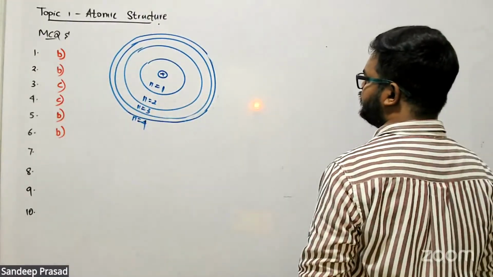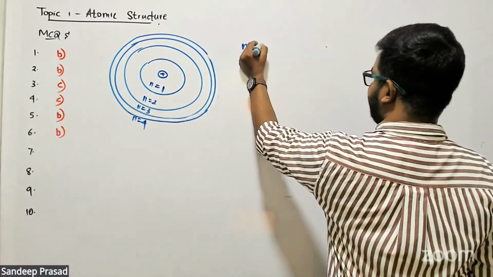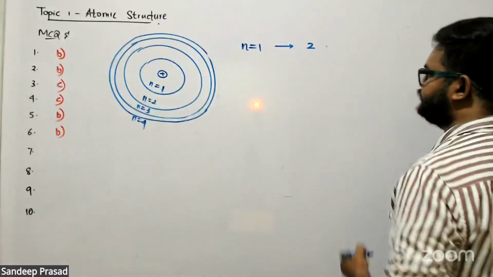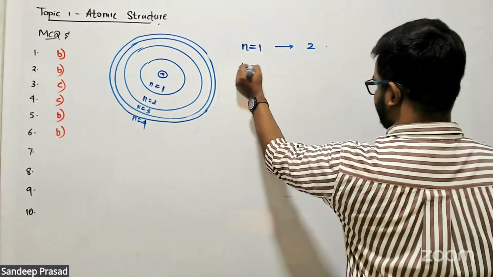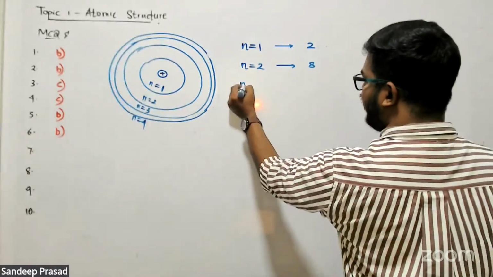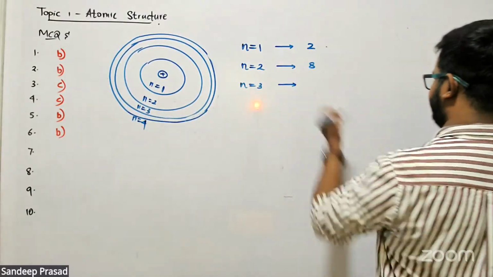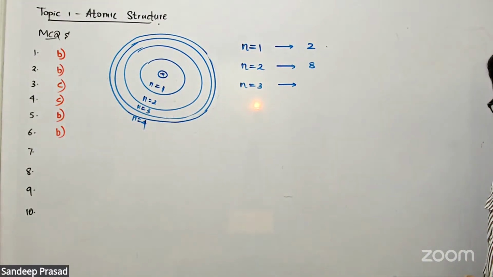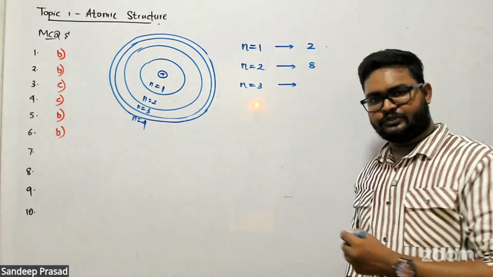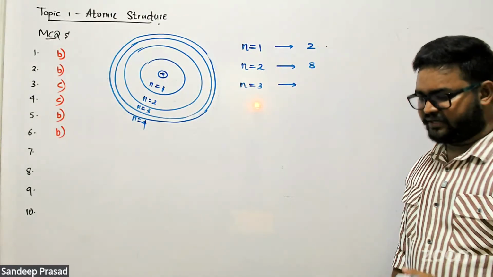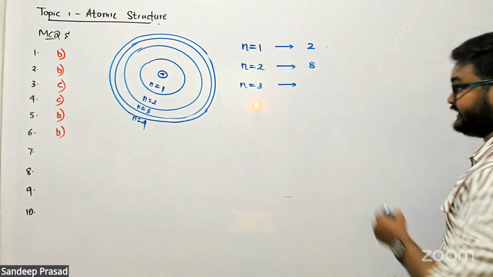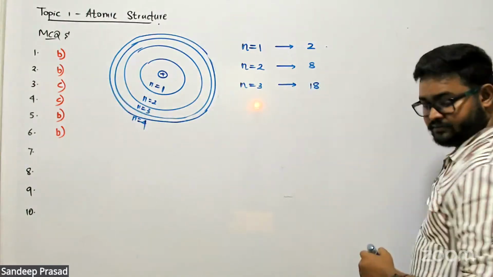Understood? Now, we have learned that in the first principal energy level, how many maximum electrons are there? 2. In the second principal energy level, how many maximum electrons are there? 8. That is the answer. How many electrons are there in the third principal energy level? Do you know that? Yes, Rohana, correct. 18. Very good.